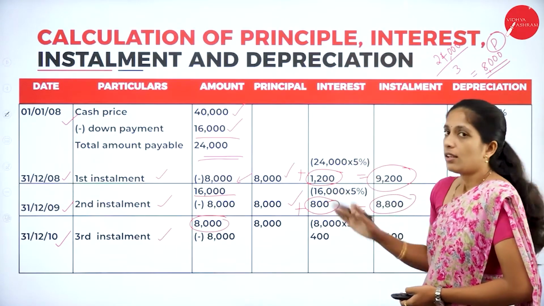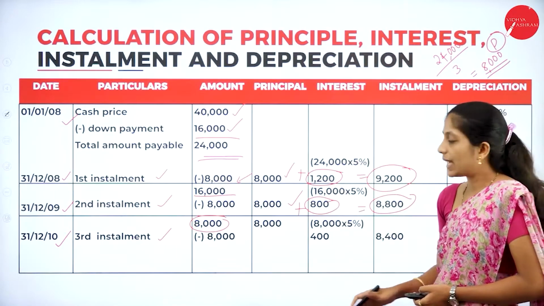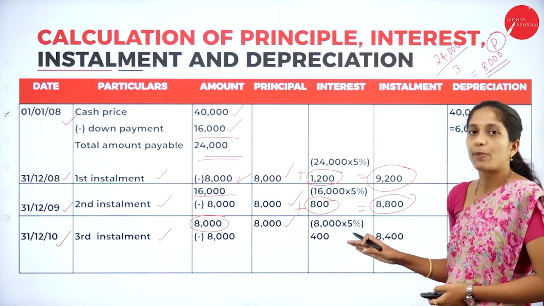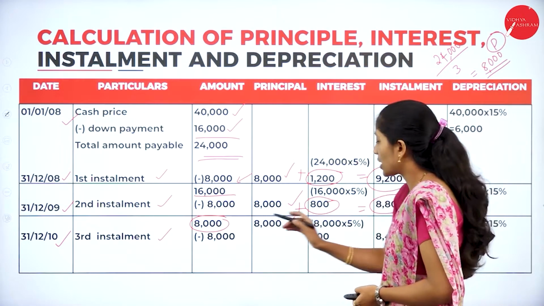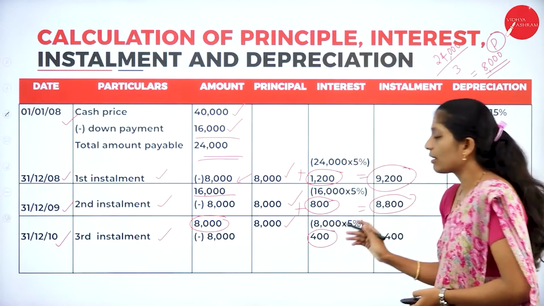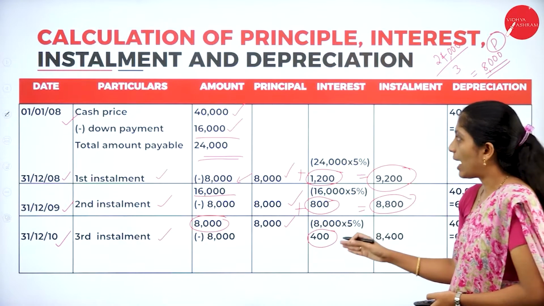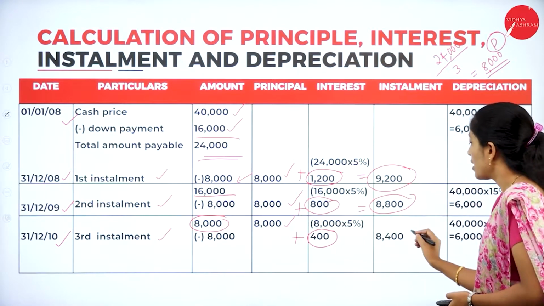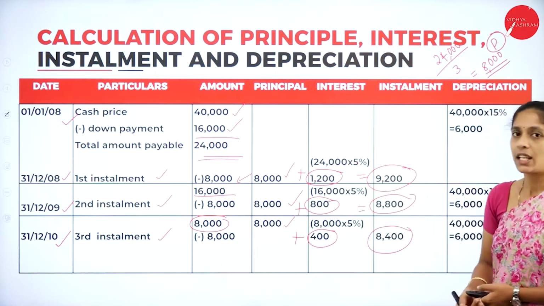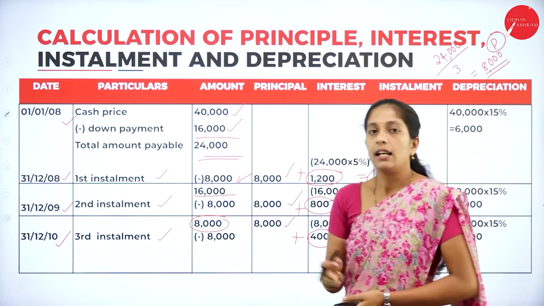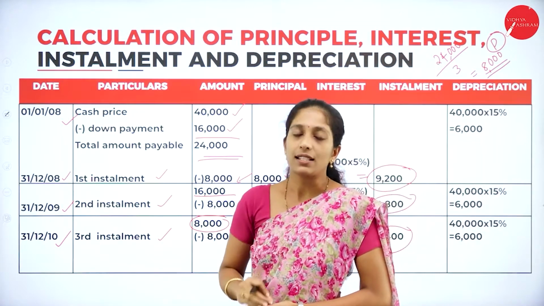Now, we know the principal amount to be paid in the third year, 8,000. Calculate the interest. So what is the amount payable in the third year? That is 8,000 into 5% interest. So we'll get 400. Now add this principal and interest, that is 8,000 plus 400. So the installment amount will be 8,400. So this is how you are going to calculate principal, interest as well as installment.